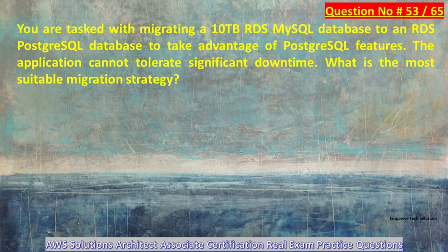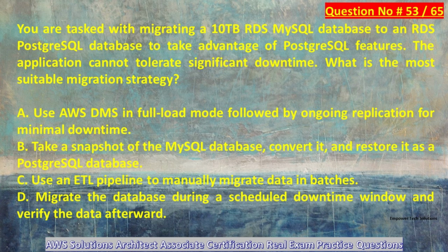You are tasked with migrating a 10 terabyte RDS MySQL database to an RDS PostgreSQL database to take advantage of PostgreSQL features. The application cannot tolerate significant downtime. What is the most suitable migration strategy? A. Use AWS DMS in full load mode, followed by ongoing replication for minimal downtime.